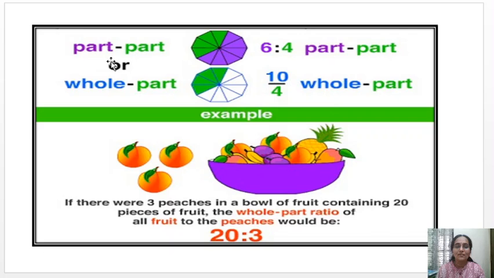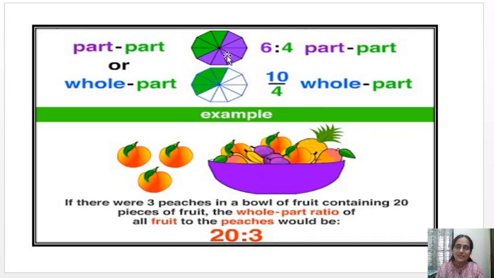Observe the slide. There are two examples in this slide. Let us look into the first example. The whole is divided into 10 equal parts. 6 parts are shaded purple. 4 parts are shaded green. How to express this numerically?